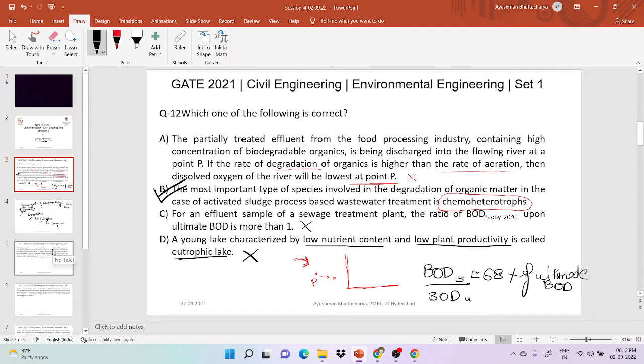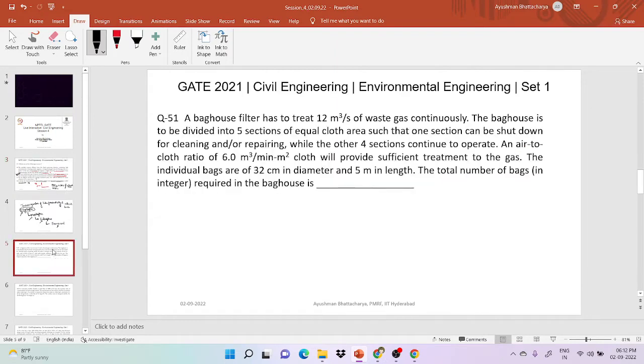I am moving forward to the second question. In the second question, it is mentioned that a bag filter has to treat 12 meter cube per second of waste gas continuously. The bag house is divided into 5 sections of equal cloth area, such that one section can be shut down for cleaning or repairing. Kindly note this point: one section can be shut down for cleaning or repairing while the other 4 sections continue to operate.